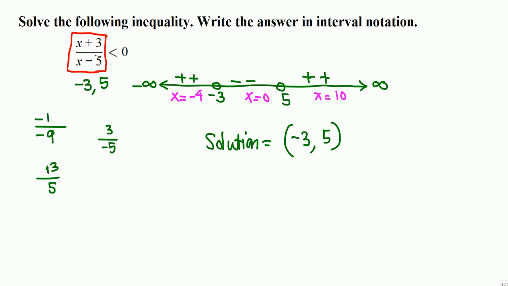If this inequality were less than or equal to, then we would have to put a bracket for the 0 coming from the top. It would be a bracket, but 5 is coming from the bottom, so it would be a parenthesis. Anyways, just check the next question.